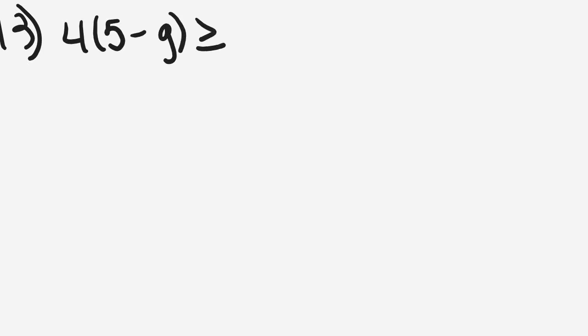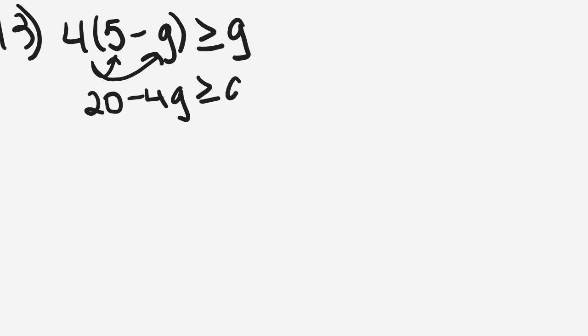All right, here we go with number 13. Oop, not 3. Wrong problem. We have 4 times (5 minus g) greater than or equal to g. All right, you know how I feel about those parentheses. Let's get rid of them. 4 times 5 is 20. And then 4 times negative g is negative 4g greater than or equal to g.